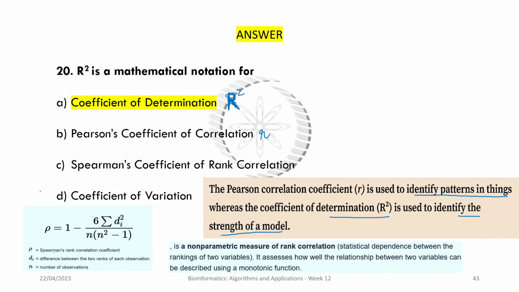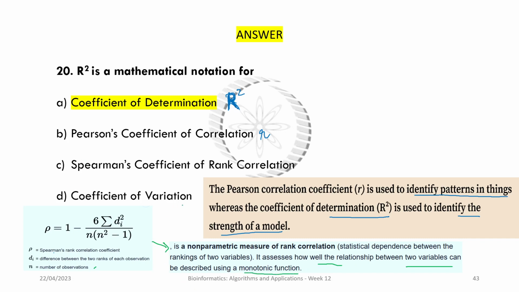Okay, and 10 is the number of observations here. So I've just put this in here for extra information, and this is in continuation. Spearman's coefficient of rank correlation is a non-parametric measure of rank correlation, which is statistical dependence between ranking of two variables. It assesses how well the relationship between two variables can be described using a monotonic function.